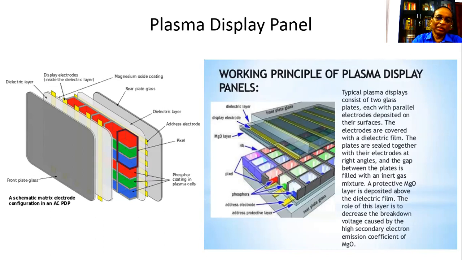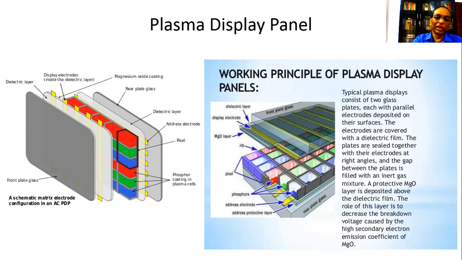There will be the insulating layer over that, the magnesium oxide coating. So on one side is the dielectric layer, on the other side is the magnesium oxide coating. Inside there will be the display electrode, the yellow ones. So a compound layer is formed like this, and another similar layer is put on the other side, and voltage is applied between these yellow electrodes at the two layers.